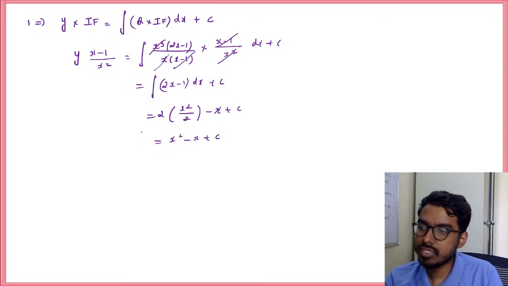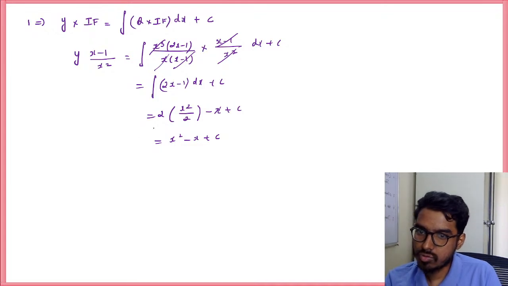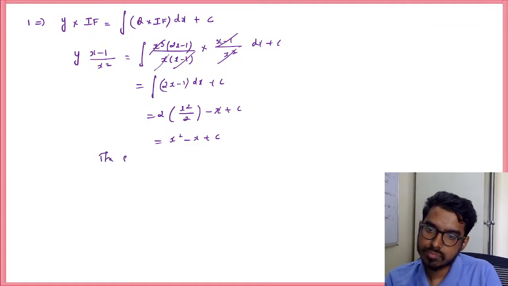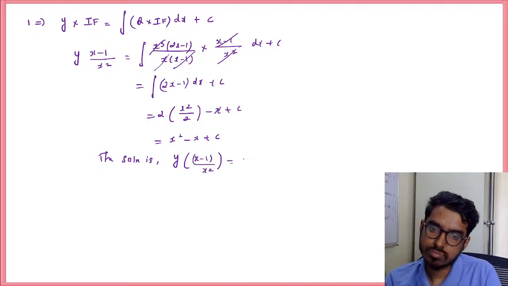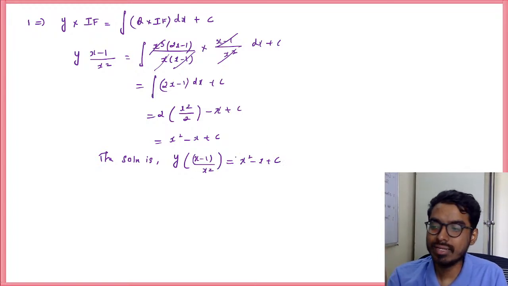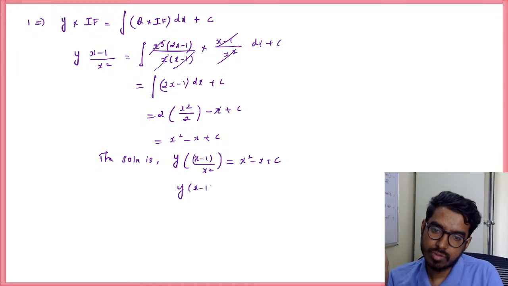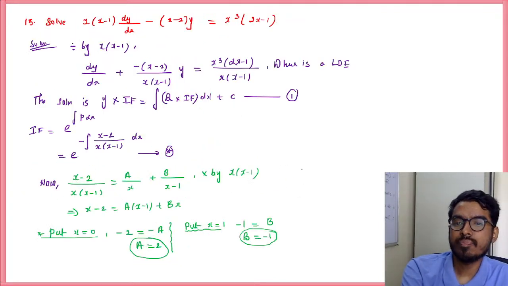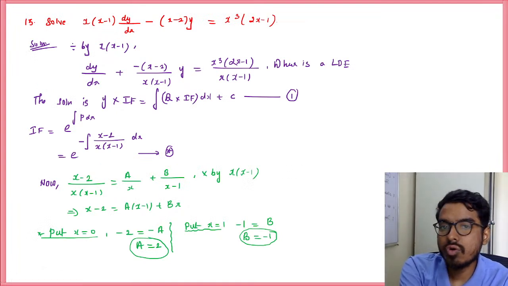So therefore the solution is given by y into (x minus 1) by x square equals x squared minus x plus c. If you want, you can also multiply this and take this term to that side and so on, right? It's a very simple problem. So by looking at the question itself, don't judge that it is tough. All are very easy ones.